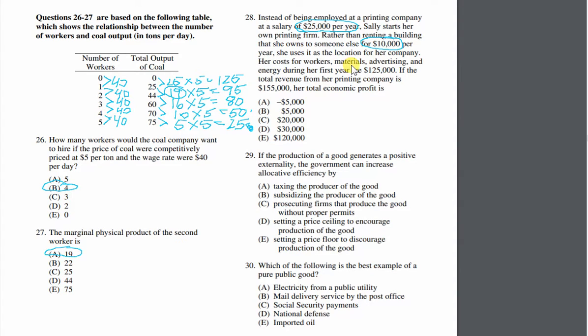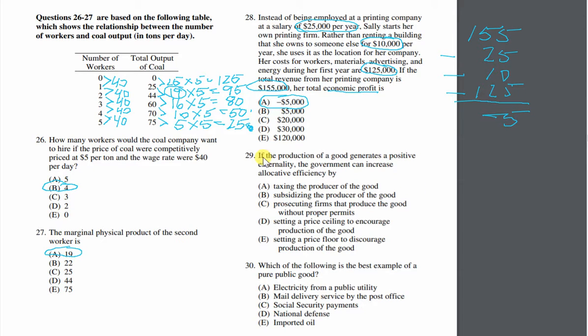Her cost of workers and materials, advertising, and energy during the first year is $125,000. And if the total revenue from her printing company is $155,000, what is her total combined economic profit? Remember, the economic profit is her total revenue minus her costs minus her opportunity costs. So we have the $155,000 minus the $25,000 salary she's giving up, the $10,000 rent she's giving up, and the $125,000 cost of running the printing shop, which leaves her with minus $5,000 in economic profit. The key here is not to miss the opportunity costs.